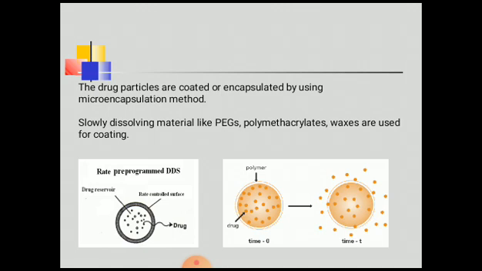The drug particles are coated or encapsulated by using the micro encapsulation method. I said different methods will be there, and this micro encapsulation method has a certain chapter in your syllabus, we'll study later. Slowly dissolving materials like PEGs, polymethacrylates, and waxes are used for coating. These all have very poor solubility in aqueous medium, so that's why we take these polymers to coat over the drug particle.